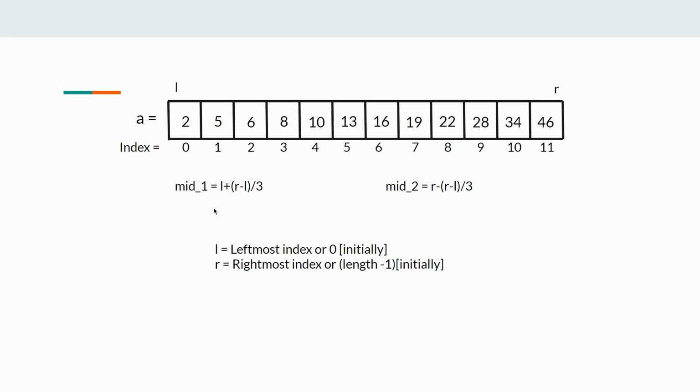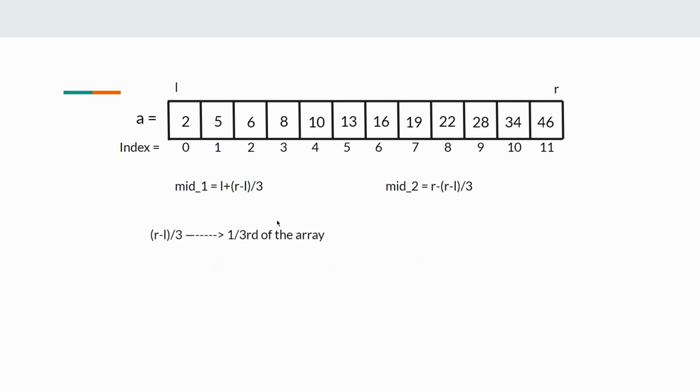Now let's dig a little into the mid1 and mid2 formulas, because memorizing the formula is a little risky. So I'm going to explain these formulas a little so that you can come up with the formula even if you forget it. Firstly, this part here: (R minus L) divided by 3.